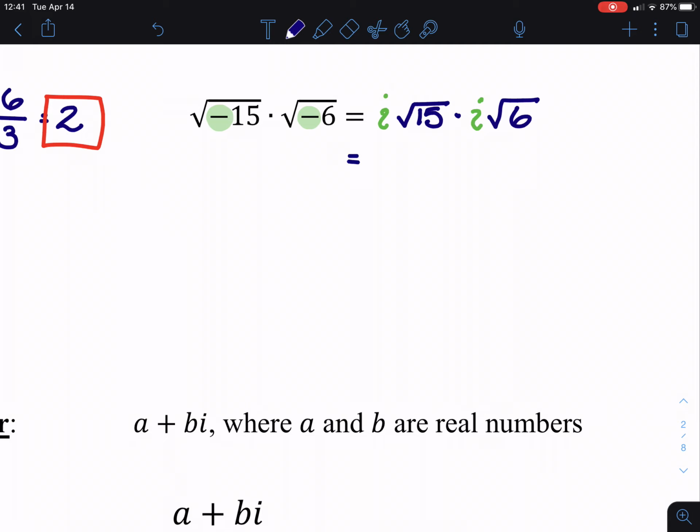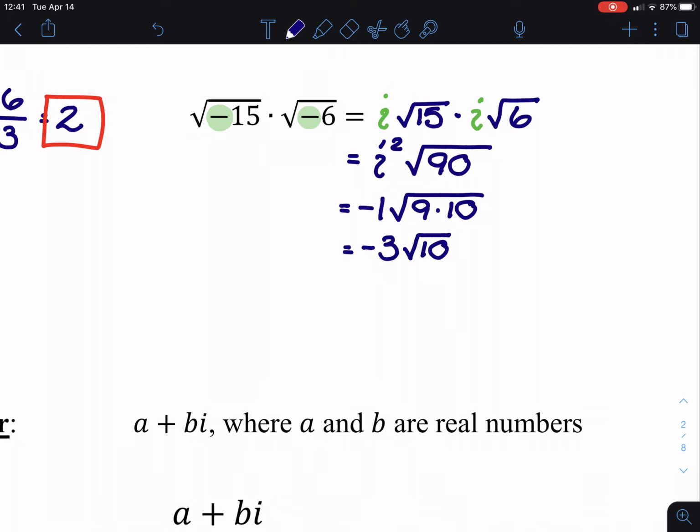And for problems like these, things outside the radical will get multiplied together. So I take the i times i, that gives me i squared. And then I can take the 15 times 6, and that's going to give me 90. And remember, i squared is equal to negative 1. So this is negative 1 times the square root of, well, 90 is going to be 9 times 10. And the square root of 9 is 3, so this will be negative 3 times the square root of 10 as my simplified answer to this problem.